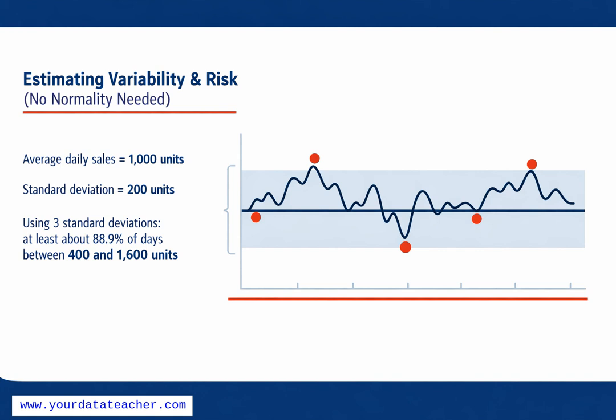The key point is that this statement does not rely on sales being normally distributed. Even if the distribution is skewed or irregular, as long as the variance is finite, this is a valid guaranteed lower bound. You can repeat exactly the same logic for returns, transaction amounts, daily profit, or operational metrics, and communicate to managers in plain language. With at least 89% probability, this KPI will stay between X and Y without ever assuming a bell curve.